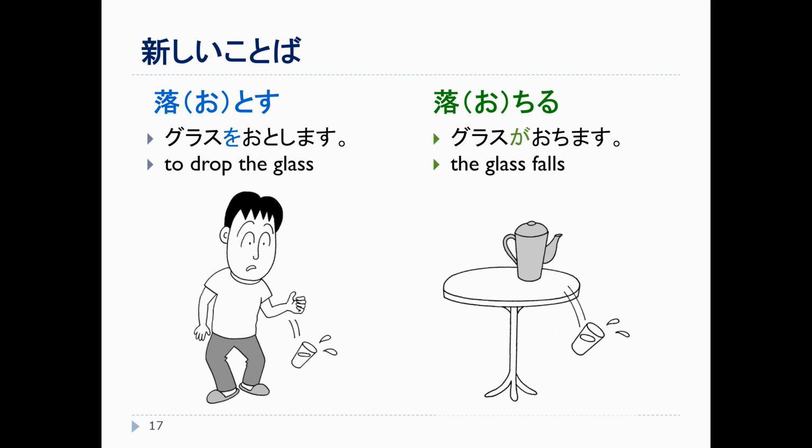The next pair we have is 落とす versus 落ちる. So グラスを落とします, to drop a glass, versus グラスが落ちます. A glass falls off of something. So 落とします, 落ちます. You drop something versus something or someone falls.